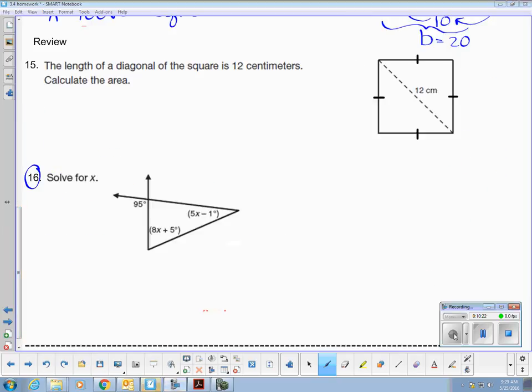In number 16, to solve for x, I first need to find the measure of this angle. And once I know the measure of that angle, then I can use the sum of the angles in a triangle equal to 180 degrees. So to find the measure of this missing angle right here, we need to begin by taking 180 degrees and subtracting 95, because what we know is that these two angles are supplementary. Together they add up to 180.